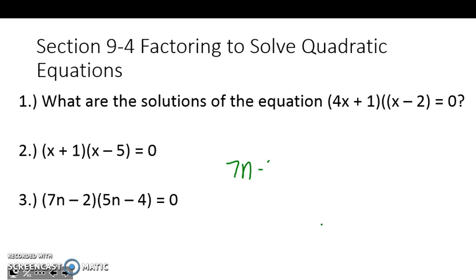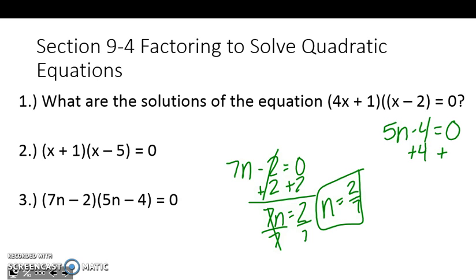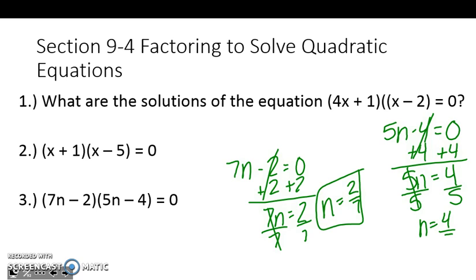So you should have 7n minus 2 equals 0. So add 2. We get 7n equals 2. Divide by 7. We get n equals 2/7. Leave that in fraction form, guys. Do not change that to a decimal. We add 4. We get 5n equals 4. Divide by 5. So we get n equals 4/5. And leave it as a fraction. Do not change it to a decimal.